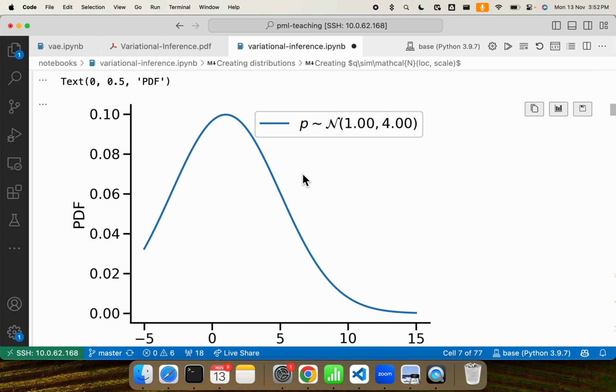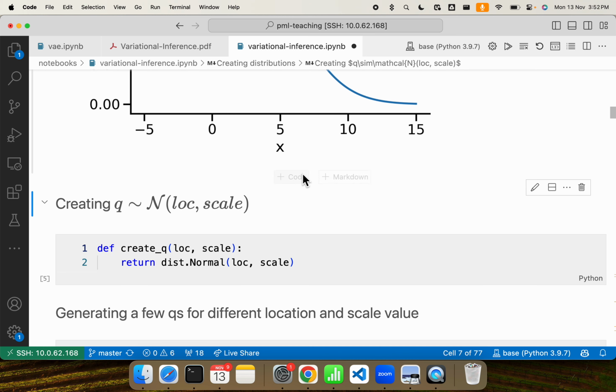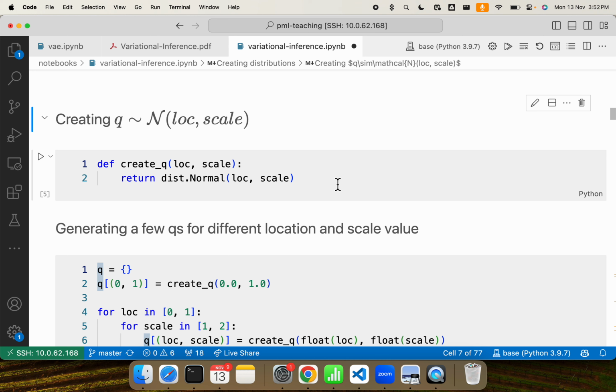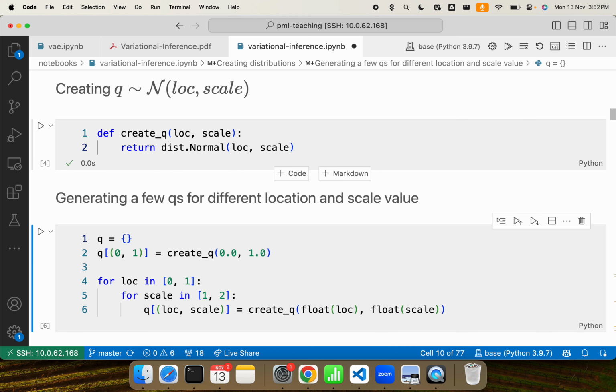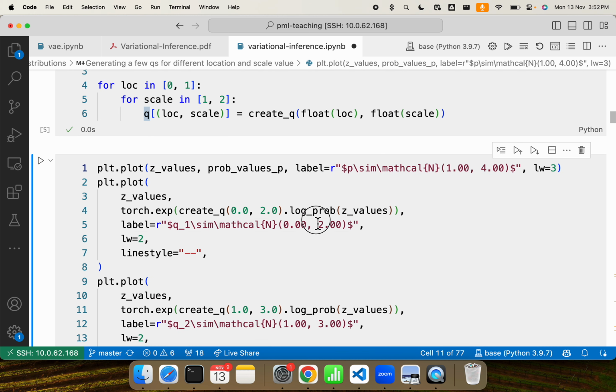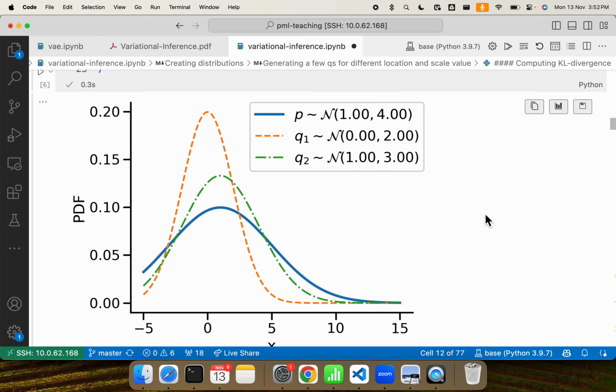Okay, you can see that I've created a normal distribution with mean 1 and scale 4. And I have also created another function which can create another Q distribution, which is also a normal distribution given a location and a scale. So I'll generate a few Q distributions. Okay. Now which of Q1 or Q2 do you think is closer to P? Q2, which is shown in green.